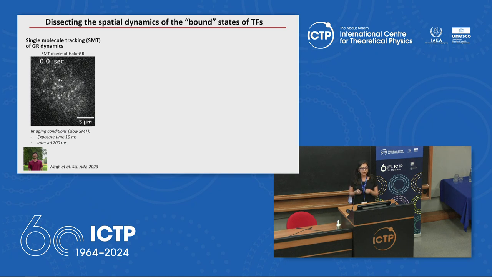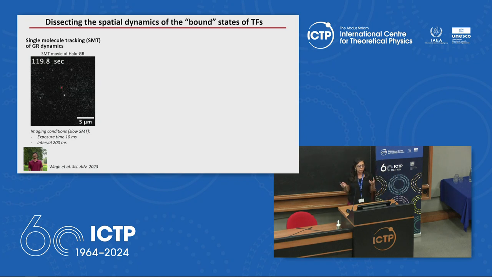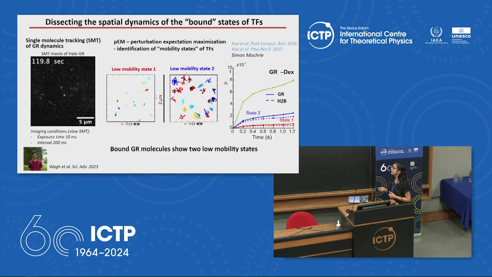What happens when we look at the spatial dynamics? Again, it's the same kind of movies that we take, but now we do slower imaging, slow SMT, with intervals of 200 milliseconds, and then we get a number of tracks, and then we can analyze these. So we used a method called PEM, where we identify mobility states of transcription factors or histones as they're moving around in the nucleus.